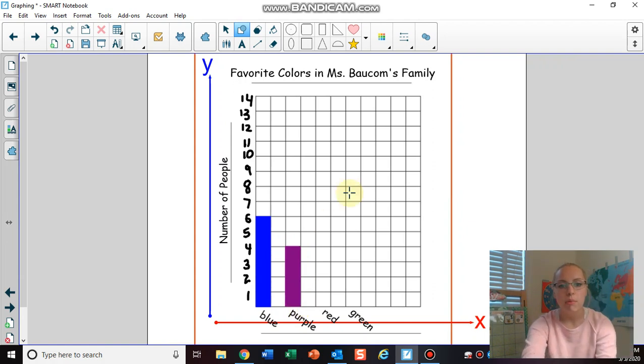Now, when you're making bar graphs, you don't always have to make it color-coded. I just like to do that so that it's easier for me to read the graph, but you don't have to color-code your bar graphs. It just makes it easier to read.